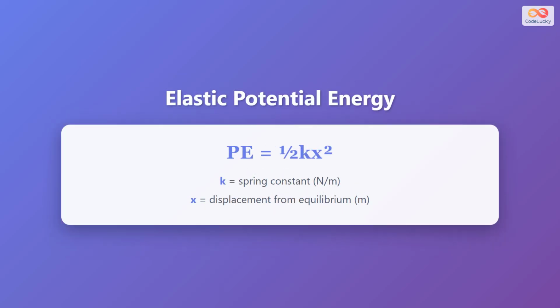Elastic potential energy uses a different formula. PE equals 1/2 kx squared. In this equation, k represents the spring constant, measured in newtons per meter, which tells us how stiff the spring is. x is the displacement from equilibrium position, measured in meters, meaning how far the spring is stretched or compressed from its natural length. Notice that displacement is squared in this formula, which means that doubling the stretch increases the stored energy by 4 times.